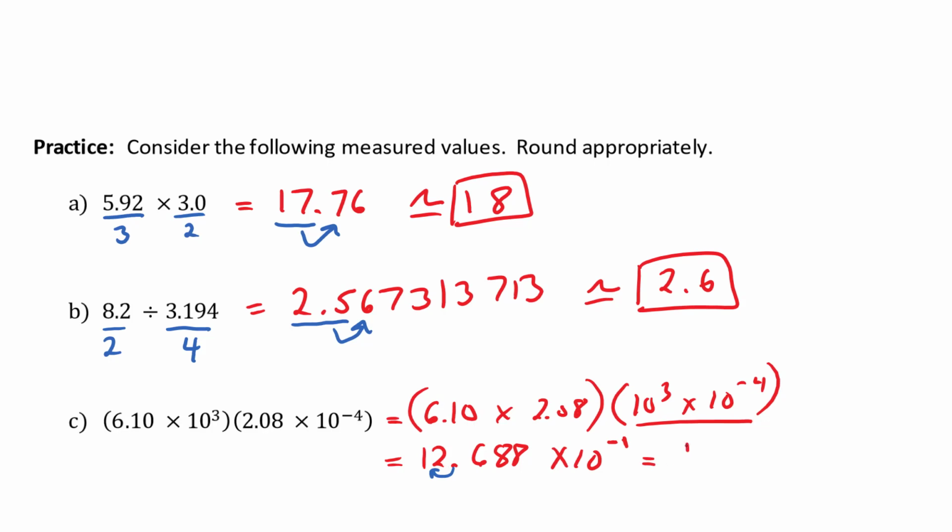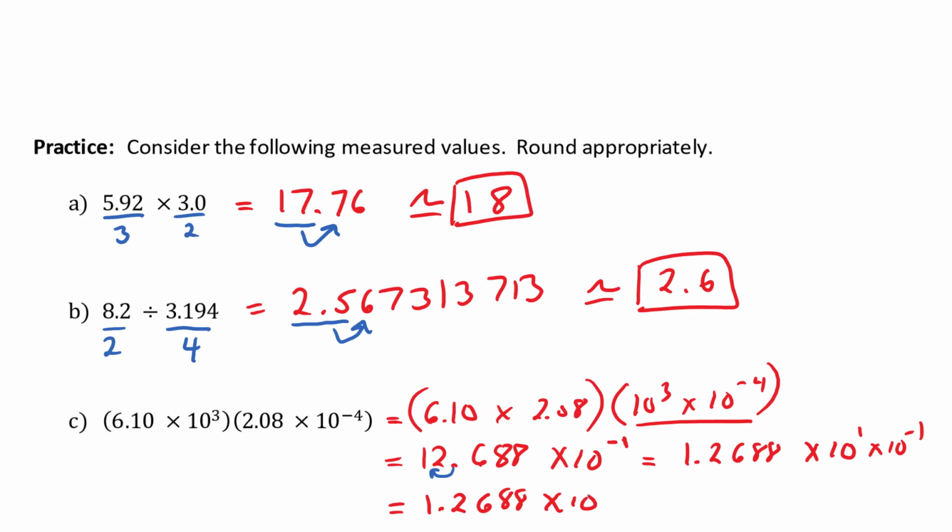This gives me 1.2688 times 10. We made 12 into 1.2. We made a big number smaller. To offset that, we have to make sure it's a positive exponent, and we move 1 decimal place. Multiply it by 10 to the minus 1. Combine those together now.